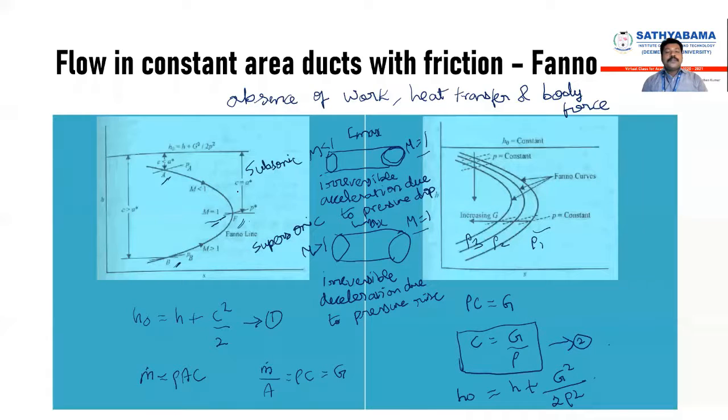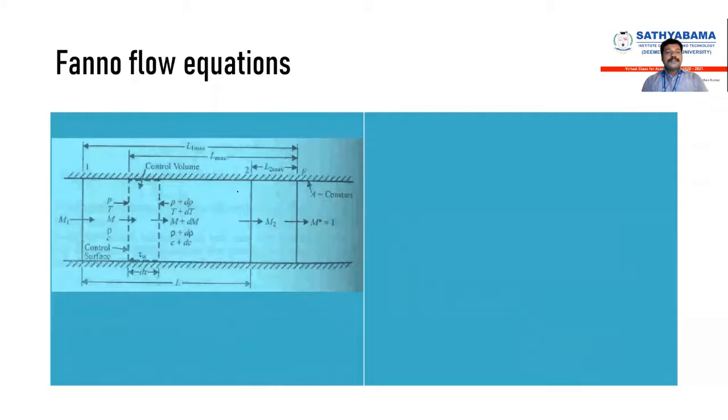Next, we are going to construct the Fanno flow equation, that is, flow with friction. So let us see one by one. We are going for the Fanno flow equation. This is the constant area duct I am having. In this constant area duct, I am considering stage 1 to 2, where stage 1 is Mach number 1, and stage 2 is Mach number 2.